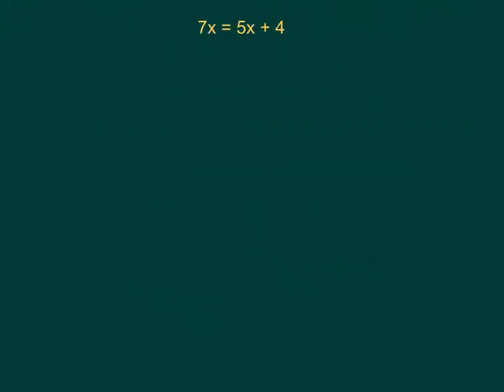Let's take a look at this example. 7x equals 5x plus 4. So there's an x on both sides, and one side is multiplying and adding, the other side is just multiplying. So the side that has the multiplication and adding, we're going to first subtract the 5x. Whatever we do to one side, we have to do to the other.